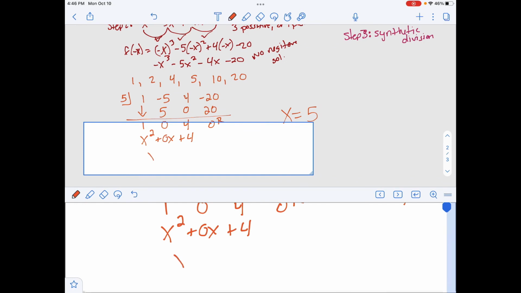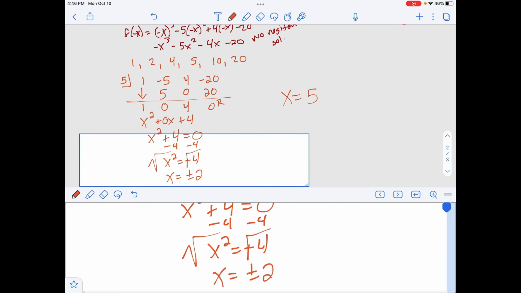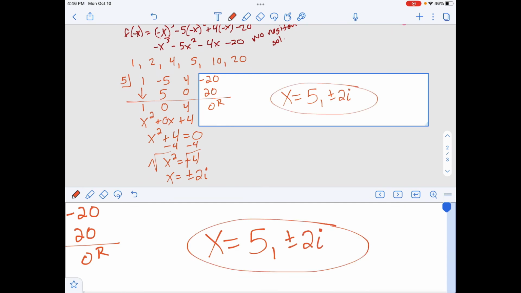Oh, this is a pretty one. Look at this. You can literally subtract and square root. So x equals plus or minus 2i, which means our other roots are complex. So we have one real solution for this one, and that is a solved polynomial.